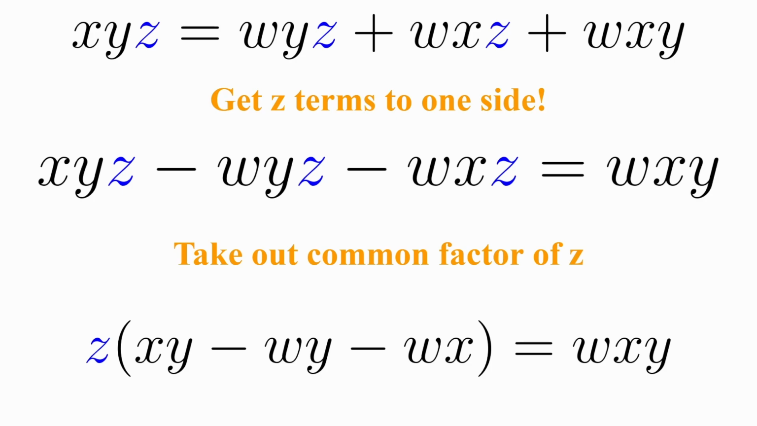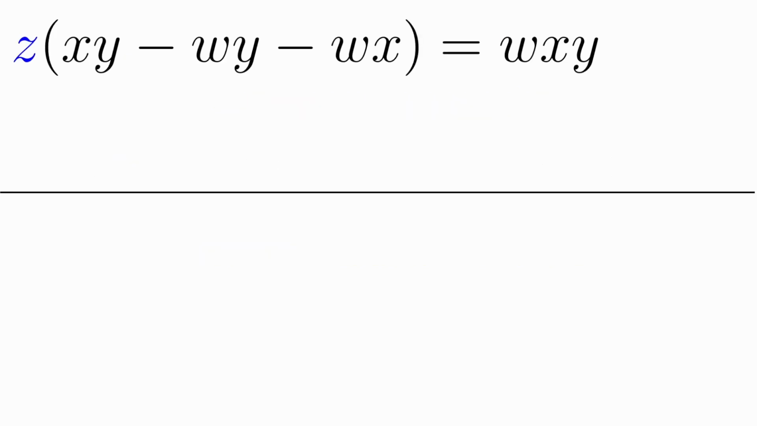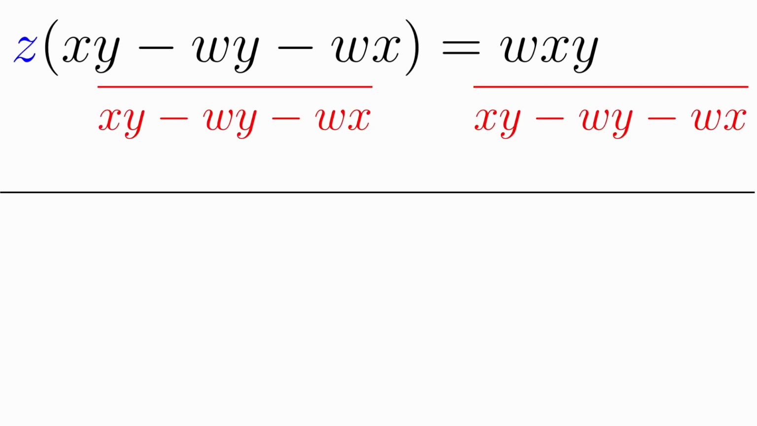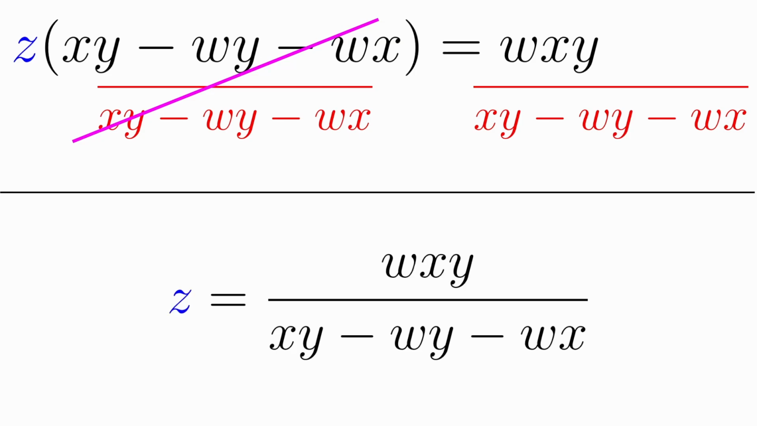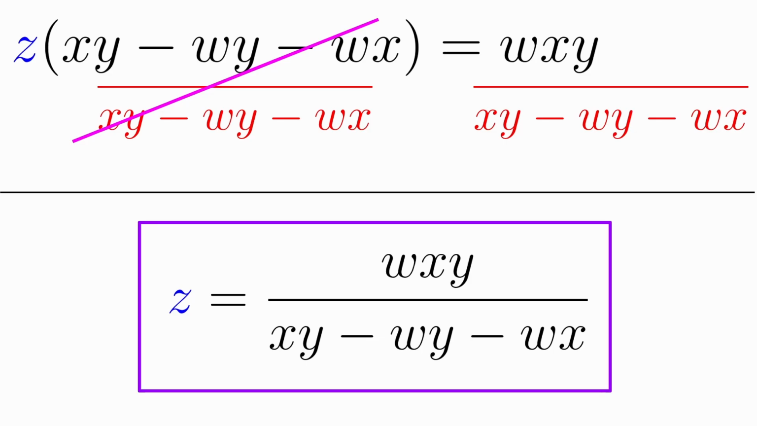We are once again in the home stretch. That big mess is being multiplied by the Z's. The opposite of multiplication is division, so we're going to divide both sides by that thing. These guys go away, and we get a final answer of Z is equal to WXY over XY minus WY minus WX. And that would almost certainly be the final answer in a College Board answer choice.